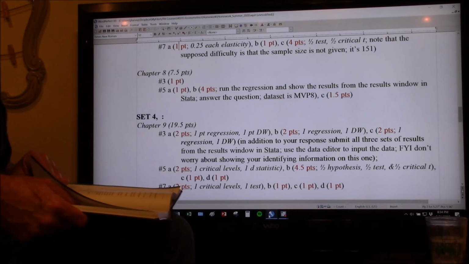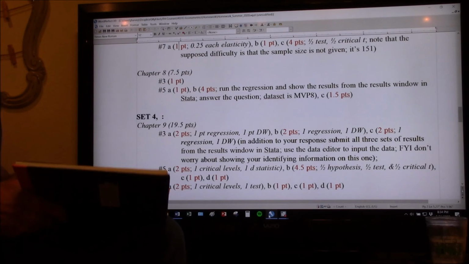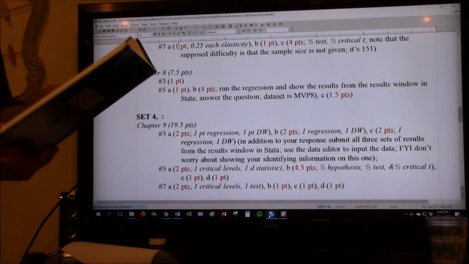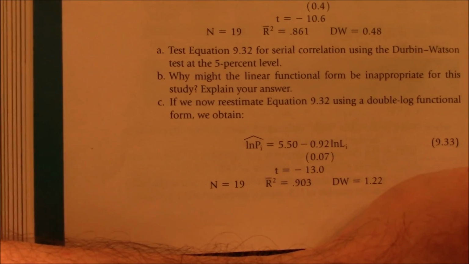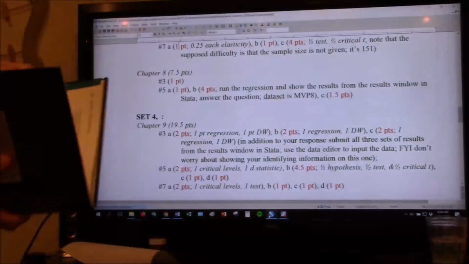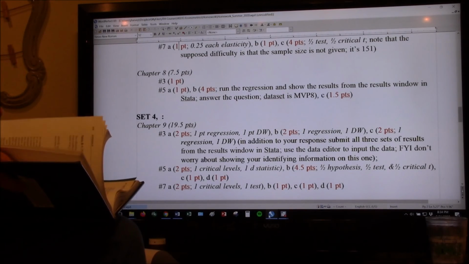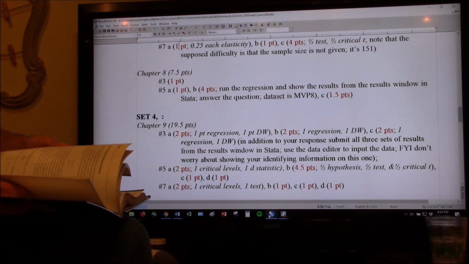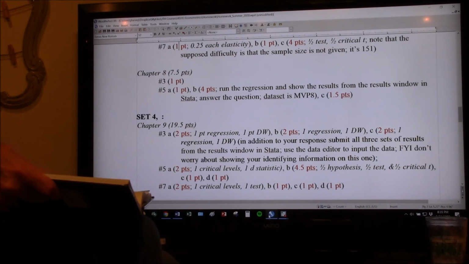So here comes 7. 7A. Test equation 9.32 for serial correlation using the Durbin-Watson test at the 5% level. You've got a Durbin-Watson, you've got the number of observations, you're all set there. So it's giving you all the stuff. And my recollection, from having done this lecture video a couple of days ago, is that the only Durbin-Watson numbers they give you are the 5% level. That's why he keeps saying, do it at the 5% level. Well, that's because that's the only values given in the book.